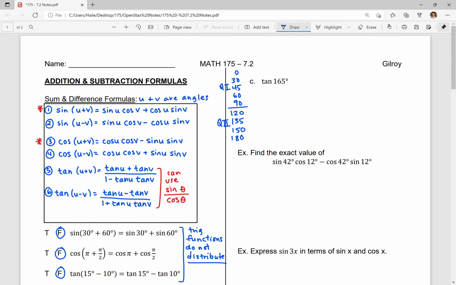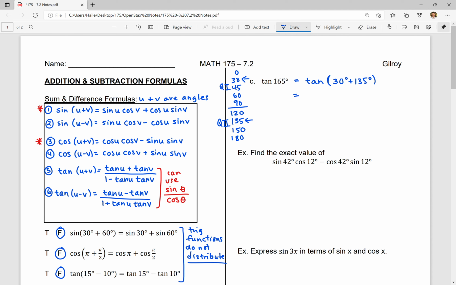So I want to ask myself, what two angles out of this list will add together to give me 165? What I'm looking at is 135 and 30. I think you would agree that if we take 135 and add 30 to it, we'll get 165. So I'm going to rewrite my tangent expression as tangent of 30 degrees plus 135 degrees.